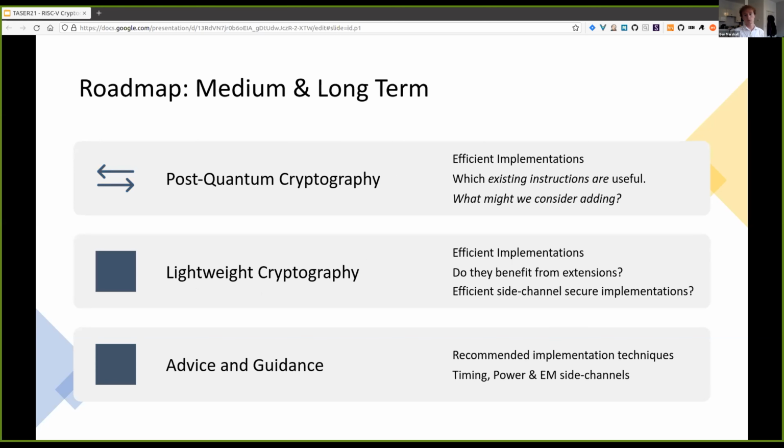Medium and long term, well, post-quantum is going to be around. That transition isn't going to happen overnight. So we want to look at things like efficient implementations of it on RISC-V specifically. A lot of the previous work that I've been aware of has mainly looked at things like ARM and x86. So there's a lot to do there on RISC-V.